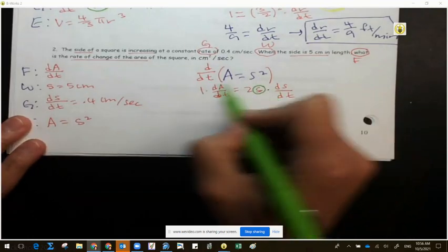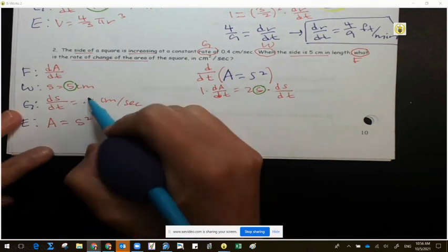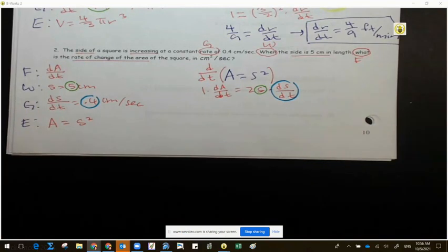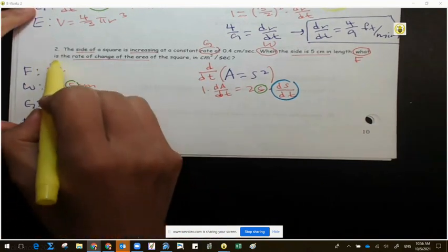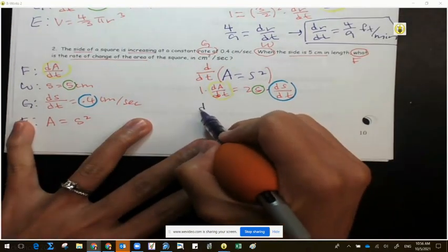My side is what number? 5. What else do I know? ds over dt. That's 0.4. And what's nice is our actual find, dA over dt, is already by itself on the left right now, because 1 times that is that cell. So let's go ahead and plug it in.